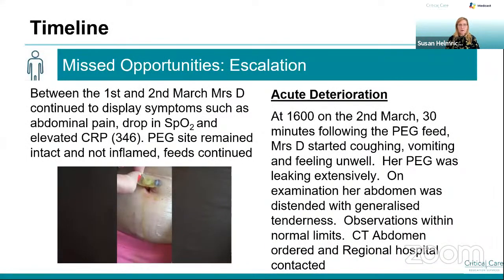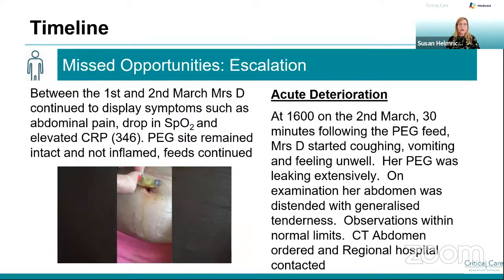All right, so looking now at our case study and how she was escalated at this point. Between the 1st and the 2nd of March, Mrs. D did continue to display some symptoms such as abdominal pain. She had some drops in her oxygen levels, and her elevated CRP when it was rechecked had now increased up to 346. Her PEG site did remain intact throughout this time. There was no local inflammation and her feeds continued.